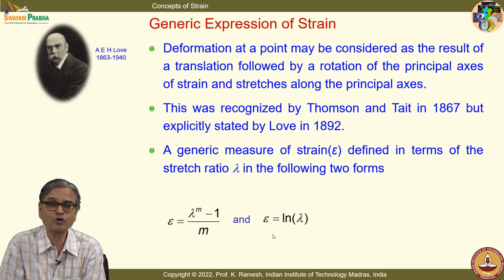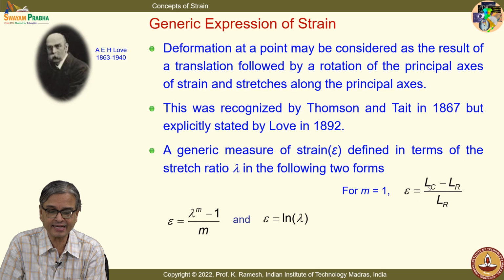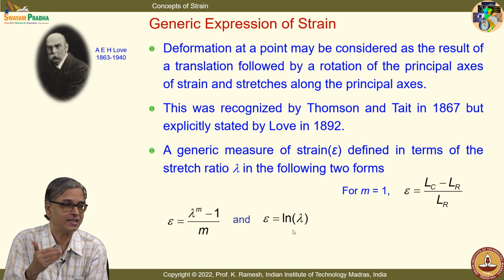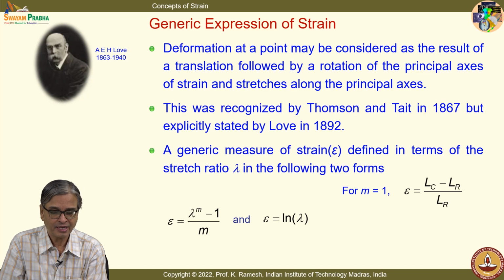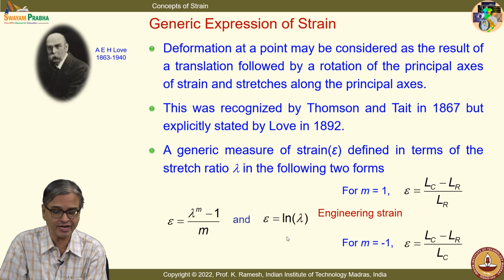From our course point of view, if I put m equal to 1, I get this as LC minus LR divided by LR. This is nothing but change in length divided by original length. This is what we defined as strain when we started strength of materials. What is the definition of normal strain? And this is also known as engineering strain. There is also another form which we will see when we look at stress strain relation.